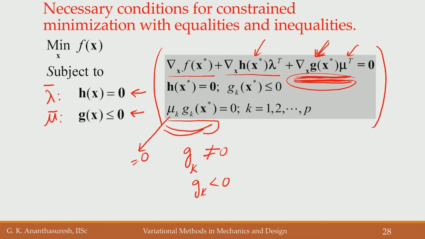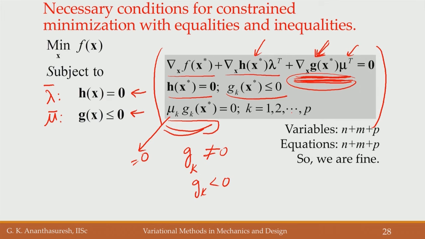And then we put the feasibility: the equality constraints must be satisfied, and the inequality constraints must be satisfied with this less than or equal to, and then we have these complementarity conditions. All of these put together, there are n here, and these are not equations, they are inequalities, we do not count them, just this part will give me m, but these are equations, see the equality sign is there, there are p.